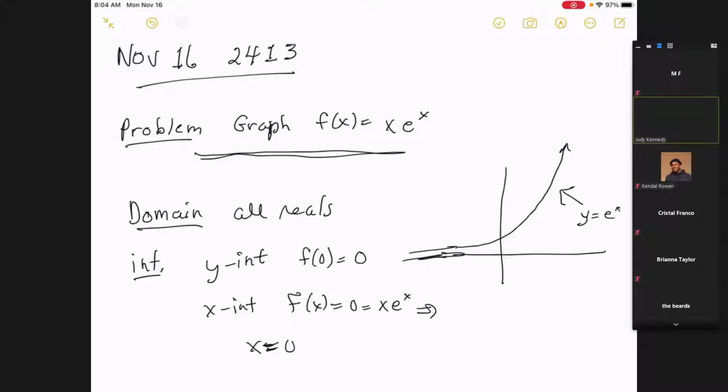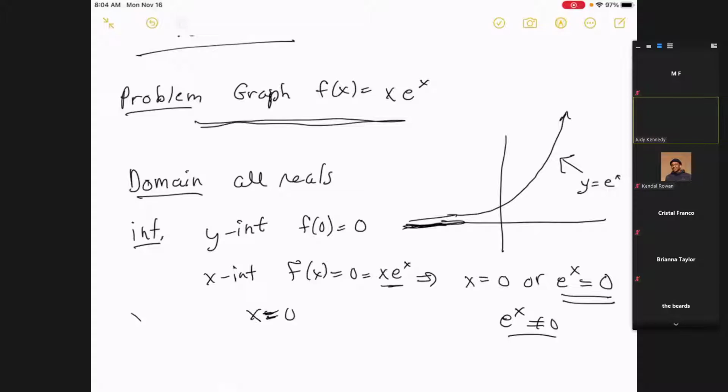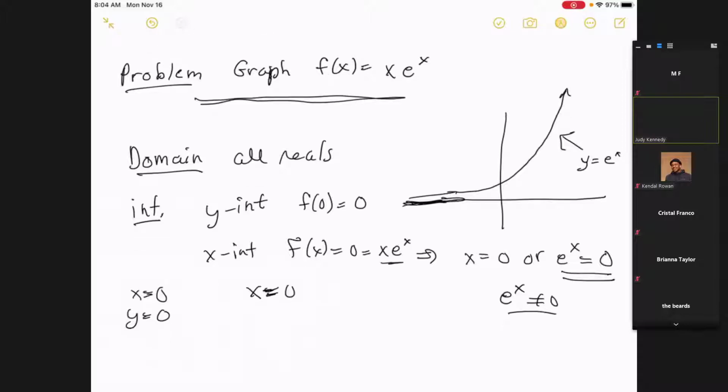Let's see, because x times e to the x is 0 says x is 0 or e to the x is 0. E to the x is never 0. Okay. E to the x, it's got a horizontal asymptote, y equal to 0, but it never reaches it. E to the x is always positive. So x equal to 0, y equal to 0. Origin's going to be on the graph then.